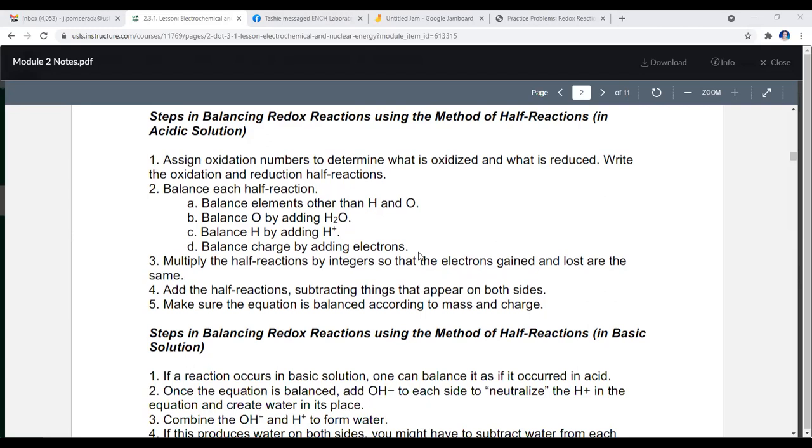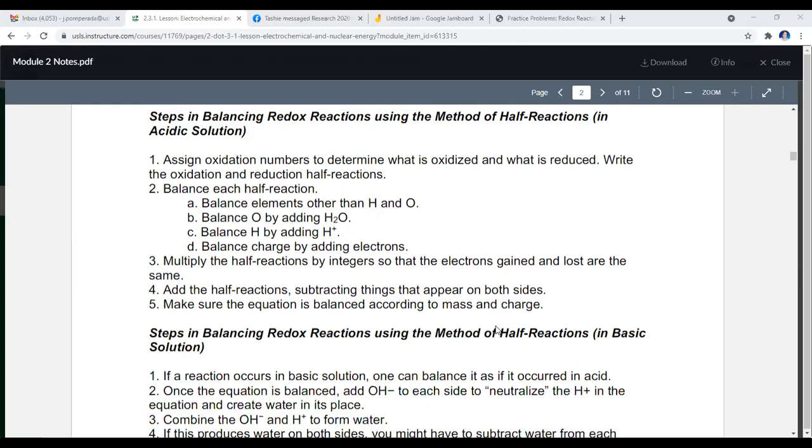I think you will understand it better with an example. Then you add the half reactions, subtracting the things that appear on both sides. So you know how to add reactions anyway. So we add reactions and species that appear in both sides of the reactions that are being added are being canceled out or subtracted. So make sure the equation is balanced according to mass and charge. So mass will have to account for the atoms and charge will need to account for the oxidation states.